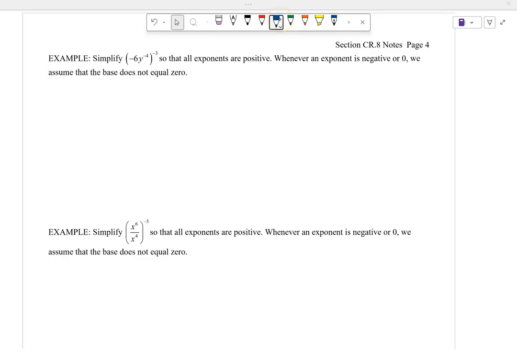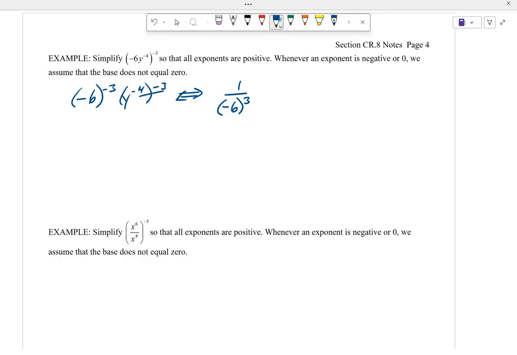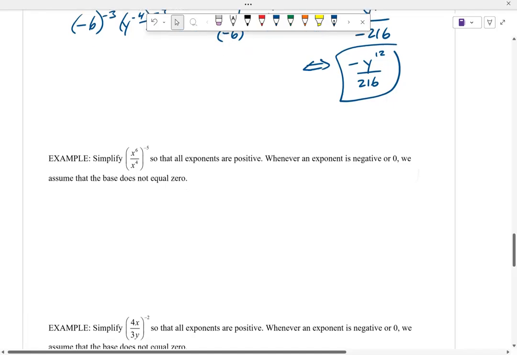This next one would be a good you try problem if you want to pause the video on that. So here we'd have negative 6 to the negative 3 power, so that'd be 1 over negative 6 to the positive 3 power. And then power of a power, we're going to go ahead and multiply those, so that'd be a positive 12. So we've got 1 times y to the 12 is just y to the 12. And then negative 6 times negative 6 times negative 6 is negative 216. But we want to take that negative up top there. Negative y to the 12th all over 216.